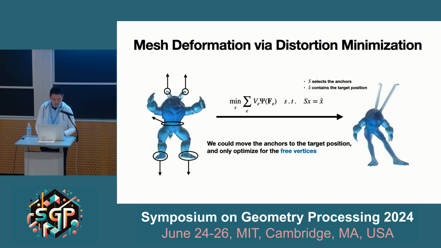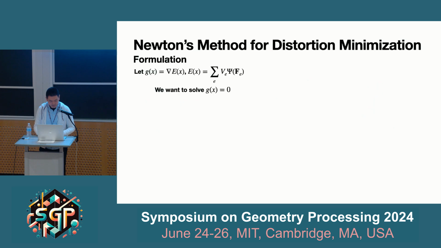And here, we could actually just move the anchors to the target position, and we only optimize for the free vertices, whose positions we don't know yet. So in this way, for simplicity and convenience, we could just write it as an unconstrained optimization problem if we have those constraints satisfied and if we don't touch them anymore. So to solve this unconstrained optimization, we could use Newton's method. And here, essentially, we just want to solve for the critical point of the gradient of this energy.